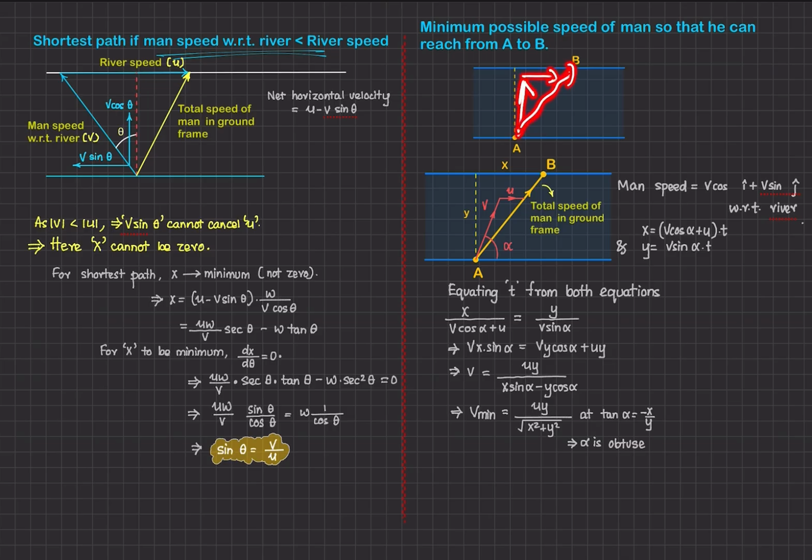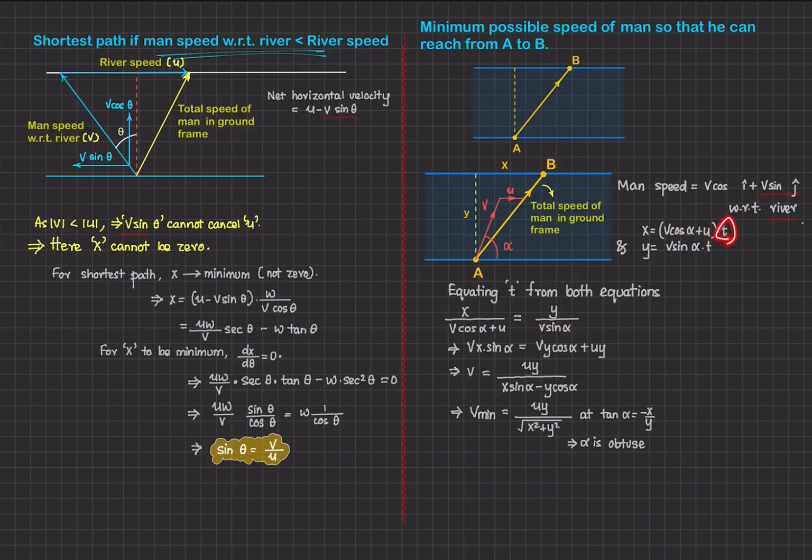So the net speed should be along AB. This AB will be net speed, meaning man's speed plus river speed. The summation should be in the direction of AB, right? We are taking, let's say, V, man's speed with respect to water at some angle alpha. So in that case, the horizontal displacement we write as (V cos alpha + U) times T, and vertical displacement as V sin alpha into T.